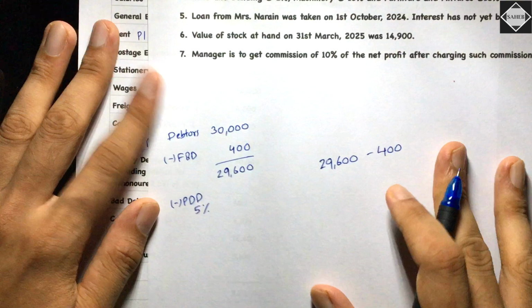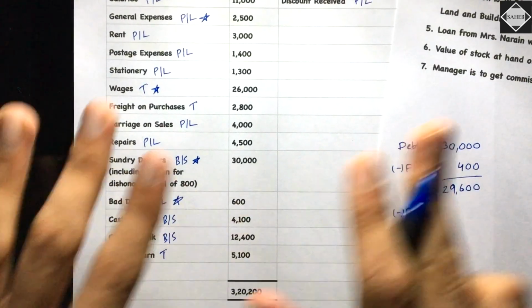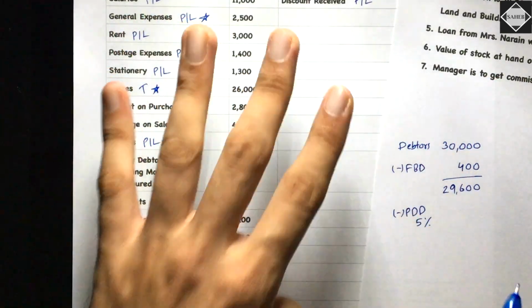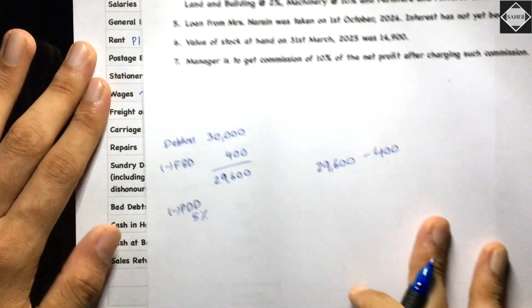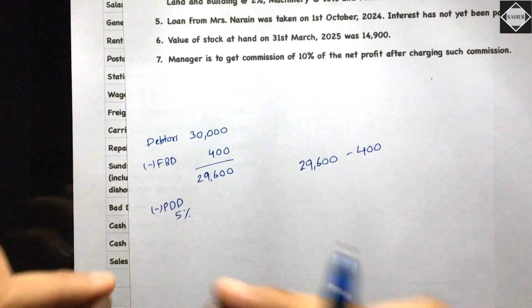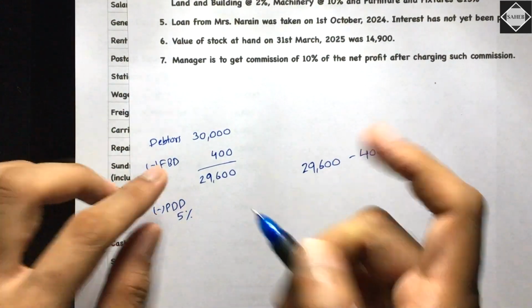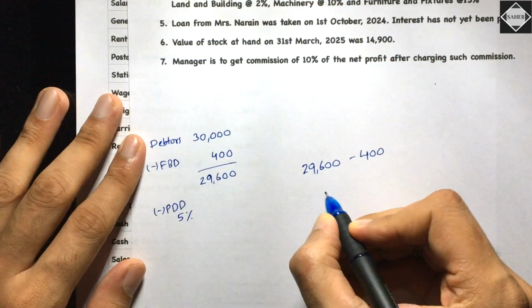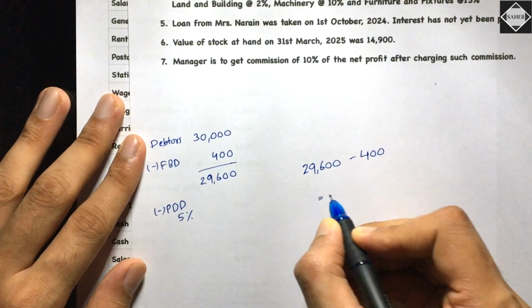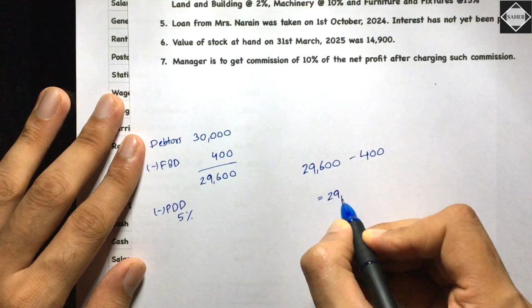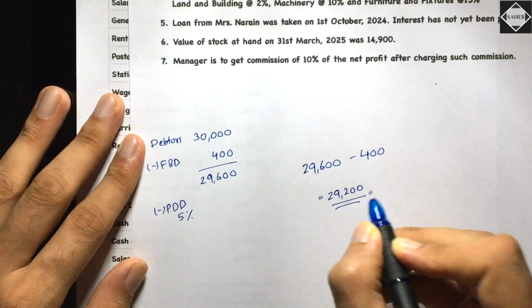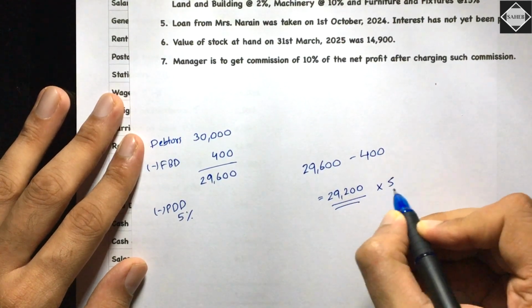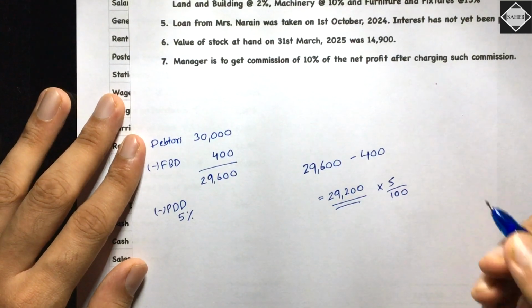Not 800, total balance was there of Mohan. 400 bad debts, still 400 balance is there. This also you have to remove. I mean just for the calculation purpose, it is there in the balance sheet. Just for the calculation purpose of PDD you have to remove. So 29,600 minus 400, that is equal to 29,200, isn't it? On this you will calculate 5 by 100.